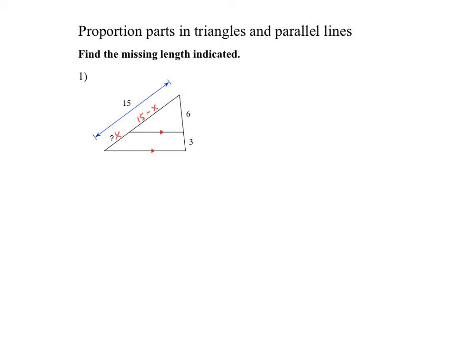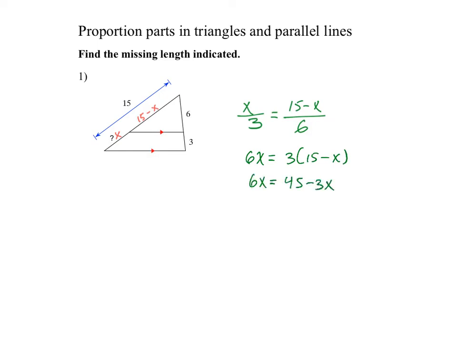So I have that X is to 3 as 15 minus X is to 6. I'm going to cross multiply. So 6x equals 3 times 15 minus x. 6x equals 45 minus 3x. I'm going to add 3x on both sides. 9x equals 45, and I'm going to divide by 9. So x equals 5.